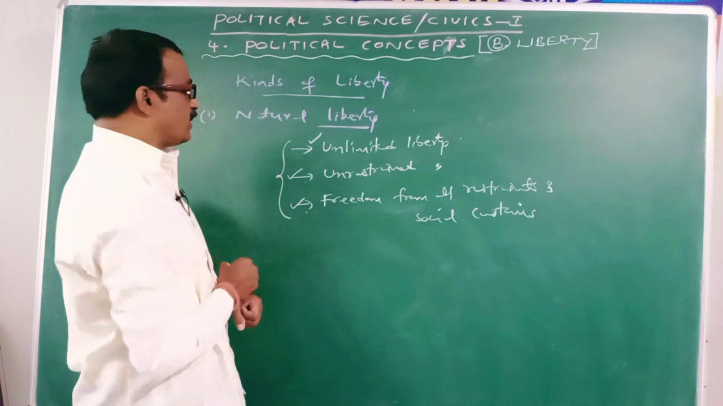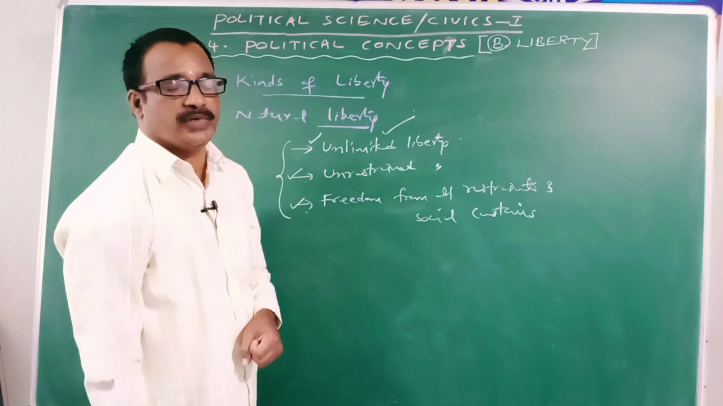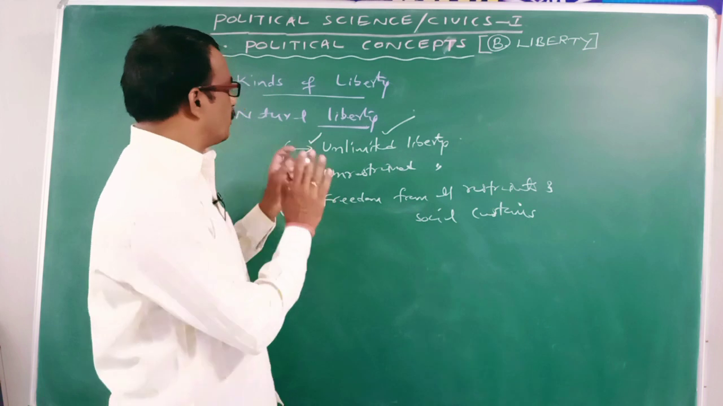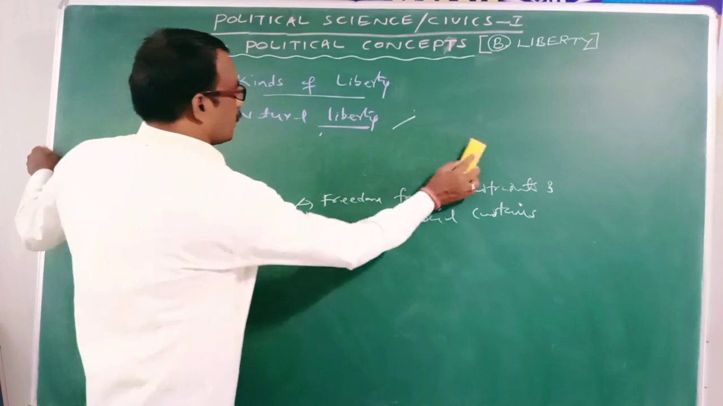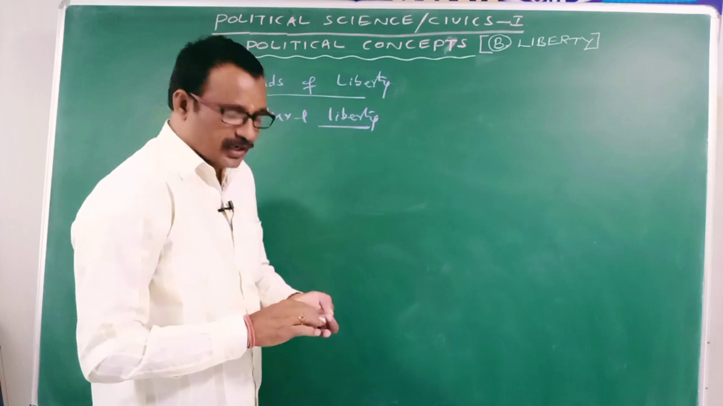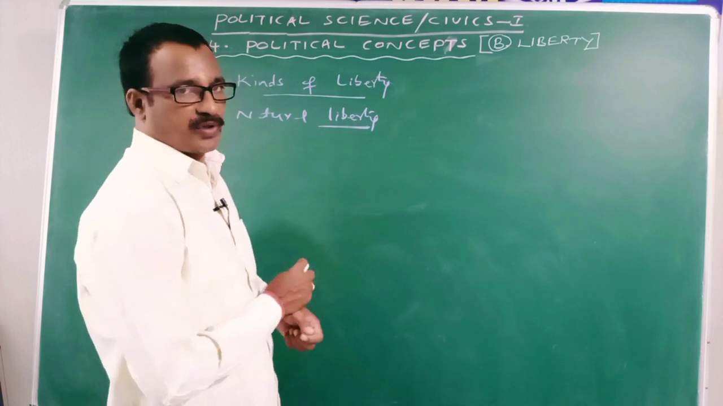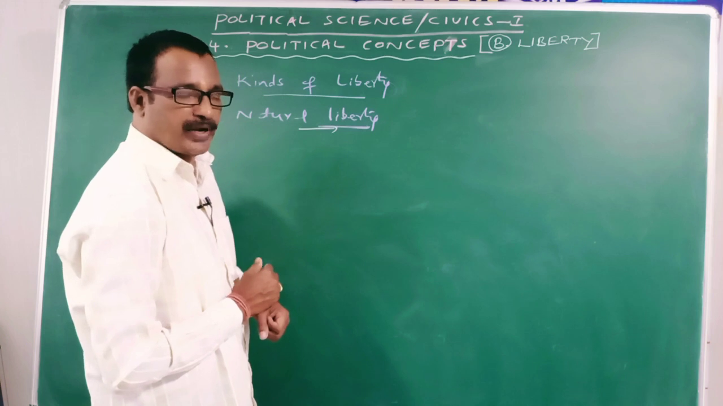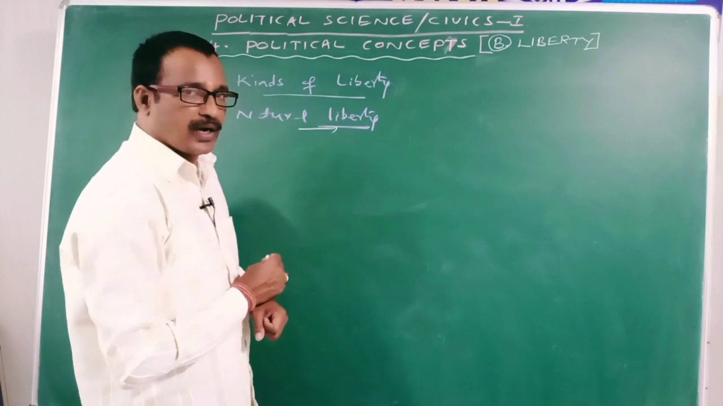Through these points we can understand that natural liberty is unlimited liberty. It means there is no scope for any restraints or limitation on the liberty of the individuals. Clear? Then this type of liberty was enjoyed by whom? This type of liberty was enjoyed by the individuals in the primitive state or primitive society or state of nature. Primitive society means early man society.